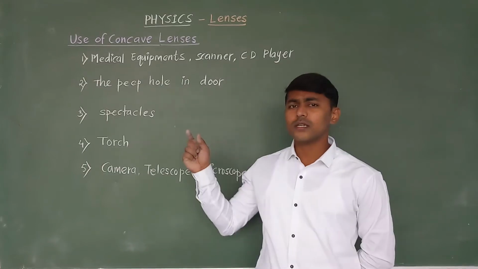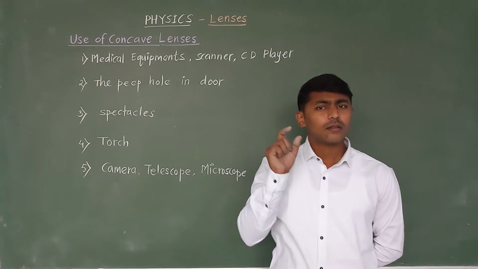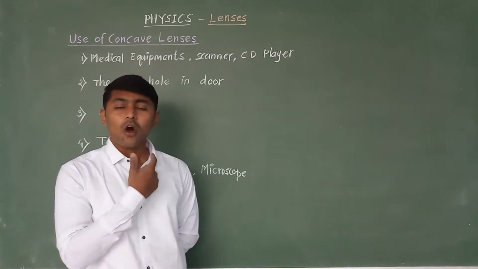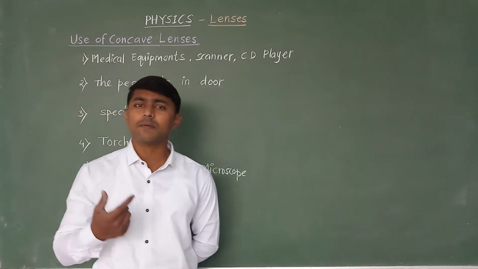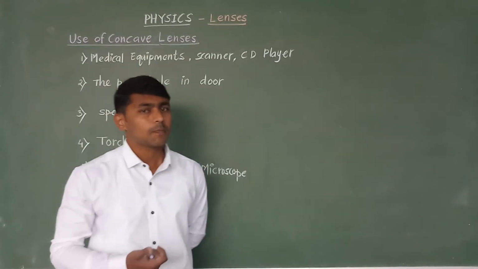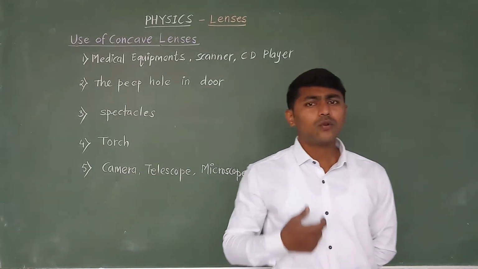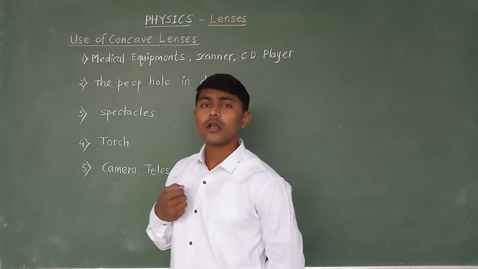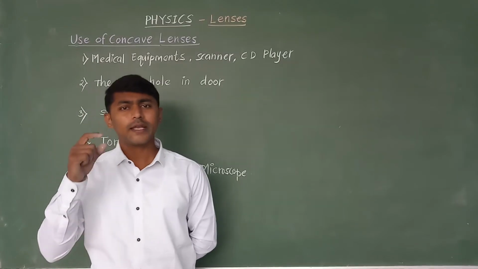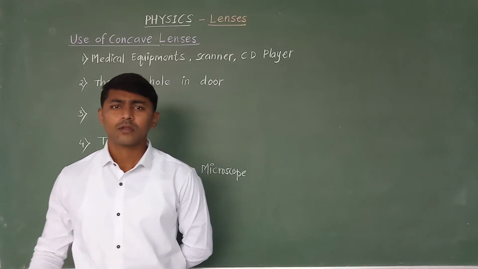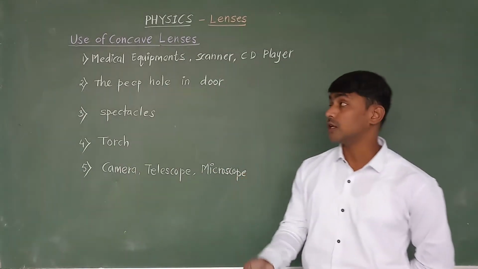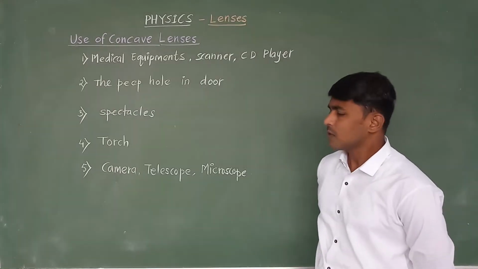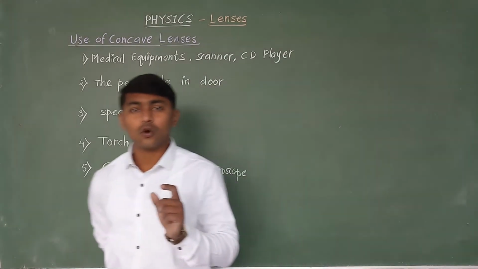As we hear these words, the main thing that comes to our mind is laser light. All these equipments work on the principle of laser light. But for the good accommodation of this equipment, we use concave lens so that we can get a clear image of what we are going to observe. So this is the first use. What is the second use? The peephole in a door.